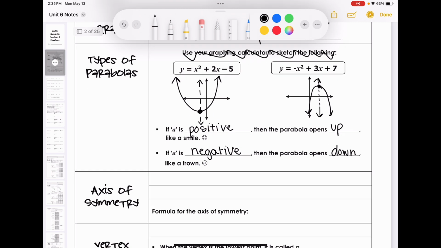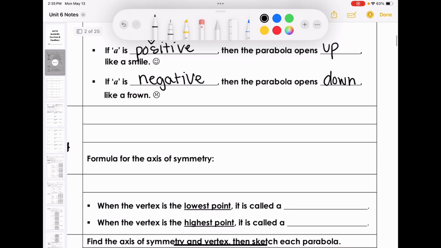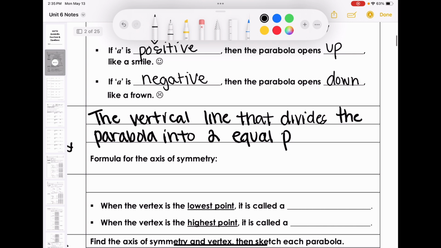All right, the next thing we're going to talk about is axis of symmetry, which is something we're going to talk about a lot today. So the axis of symmetry is the vertical line that divides the parabola into two equal parts. So we have a formula for it. X equals negative b over 2a, which we're going to be using a lot today.